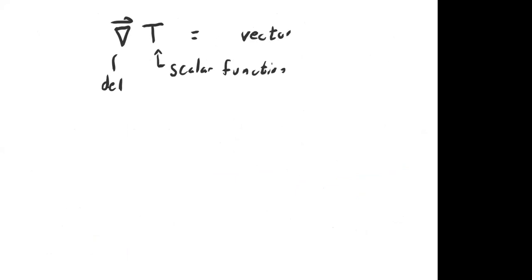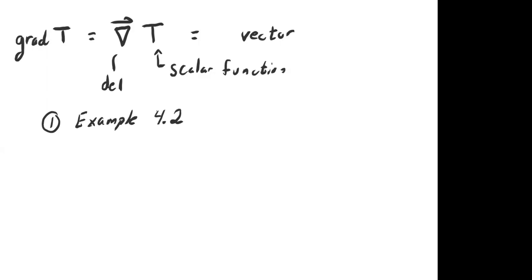So T is a scalar function. When you act on it with the vector operator del, you must get a vector. And another way to write del acting on T is taking the gradient of T. Okay, couple things to do here. First question is, let's look at an example of calculating the gradient of a scalar field or function.